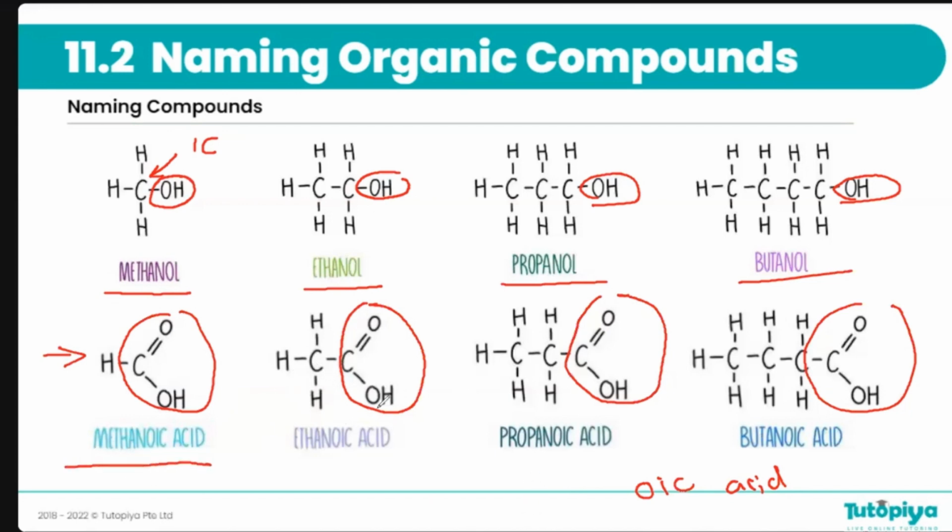And here we have 2 carbons, so it starts with eth, ethanoic acid. Then we have 3 carbons here, so it starts with prop, becomes propanoic acid. And finally, there's 4 carbons, so the prefix is but, it becomes butanoic acid.